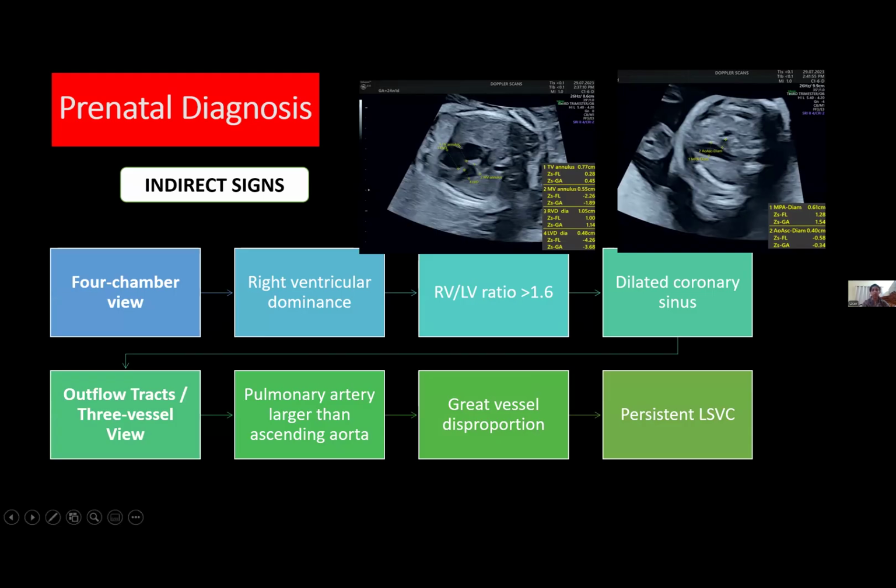It can also be associated with a persistent left superior vena cava draining into the dilated coronary sinus. The ventricular and great vessel disproportion are key indirect markers of fetal coarctation, while these findings are less specific in the third trimester because of the physiological right ventricular dominance, and they are highly predictive of coarctation when identified before 28 weeks of gestation.